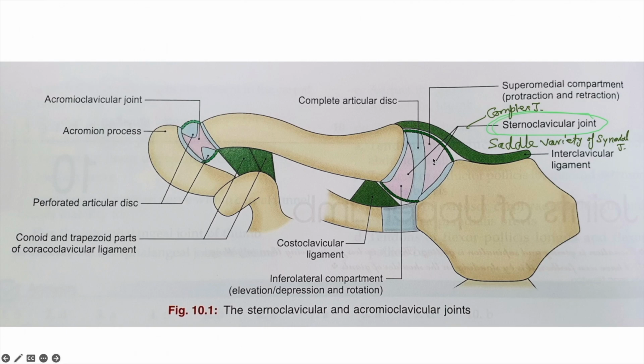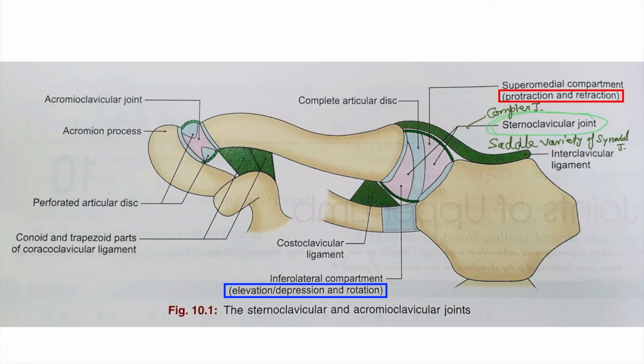And in this compartment, the movement that is permissible is protraction and retraction. Means the clavicle can glide in forward and backward direction in this supromedial compartment. Then there is this compartment here which is towards the clavicular end. This is the infralateral compartment, right? In this infralateral compartment, the movement that occurs is elevation and depression and rotation. So that means you can move the clavicle upwards and downwards over the manubrium in this compartment.